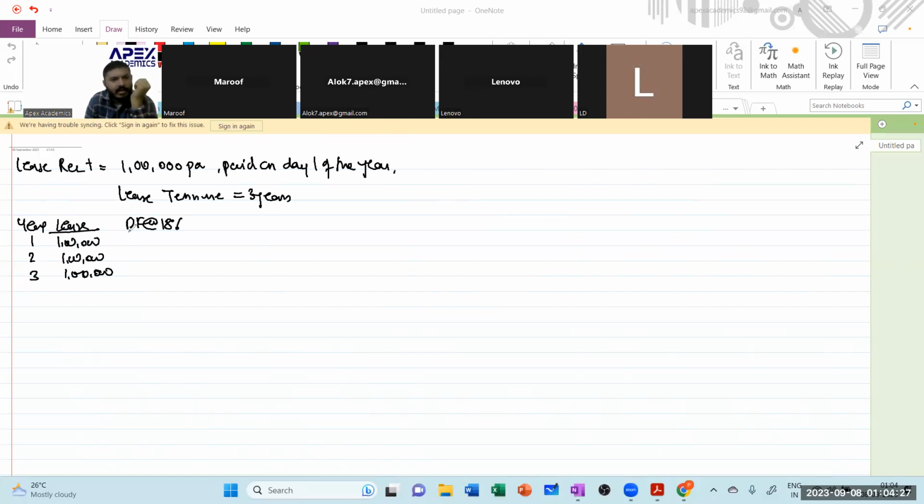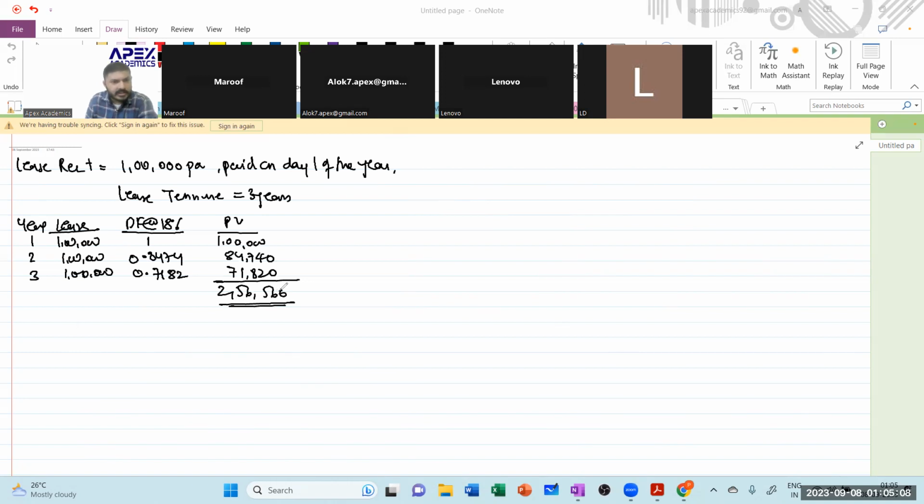Discounting factor at the rate of 18%. 1 divided by 1.18, 0.8474, and next year 0.7182. Present value: 1 lakh, 84,740, 71,820. Total: 1 lakh plus 84,740 plus 71,820. What is your total? 256,560.